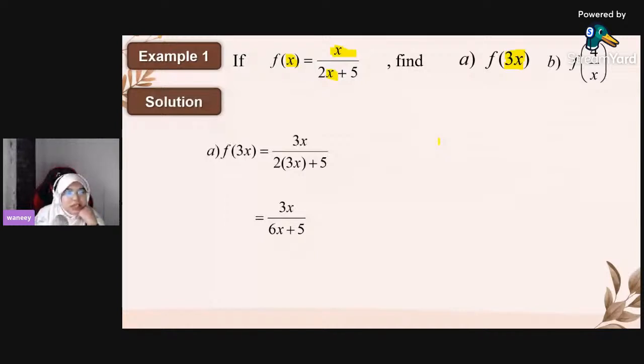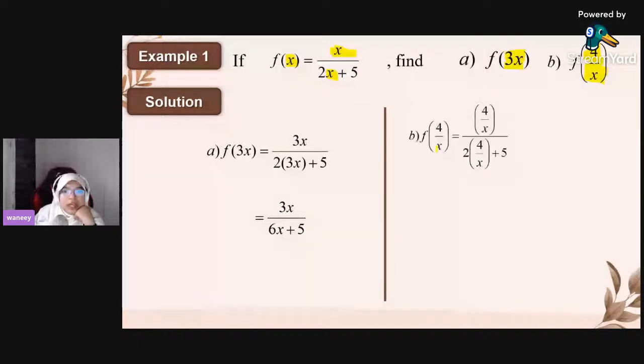For B, we have f of 4 over x. What we do is that every time you see the x, you replace it with 4 over x. So it will become 4 over x over 2 multiplied with 4 over x, and then plus 5. Okay, so what do we do next? If you have a fraction over here, you actually have another fraction at the top and another fraction at the bottom. So what we need to do is simplify until we have a single fraction. So we need to simplify a bit.